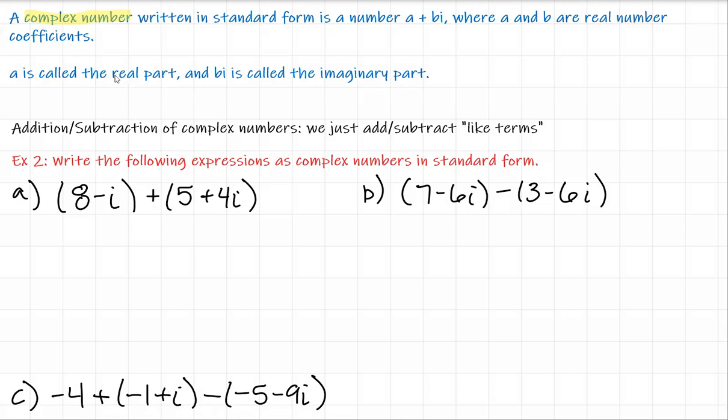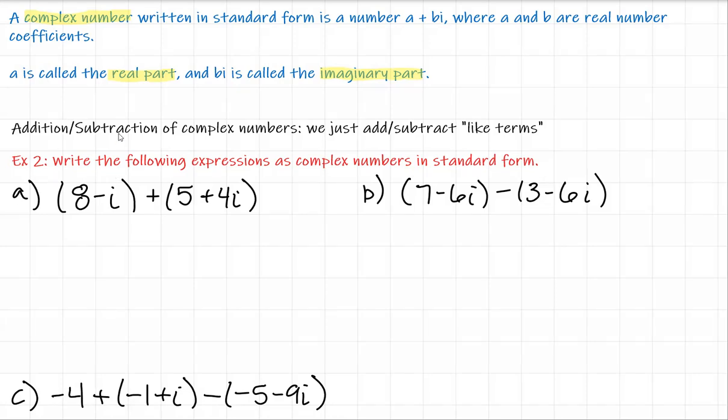Now, a is the real part, and bi is the imaginary part, because a does not have an imaginary number attached to it, but b does. b has the i attached to it, so it's an imaginary number. Now, every time we make a number system, we have rules for adding, subtracting, multiplying, and dividing, so that we can work with these numbers. Let's see how addition and subtraction first work in this new number system.